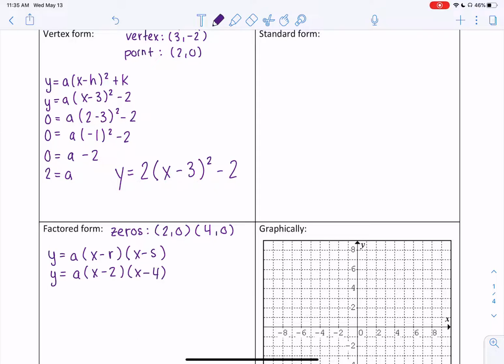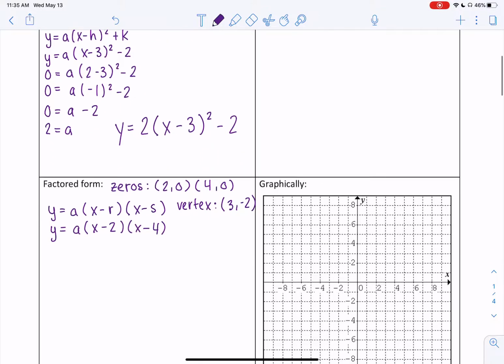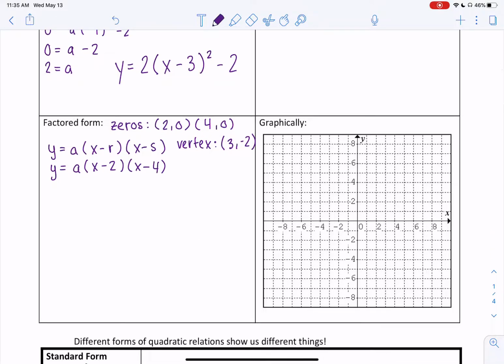And now we need to solve for a. But if I look here, I have way too many variables. So just like above, I need an extra point to sub in. And I can't sub in the zeros again because we've already used them. But what I can sub in is my other point, which is my vertex. So similar to above, I'm just going to sub in 3 and -2 for my x and y.